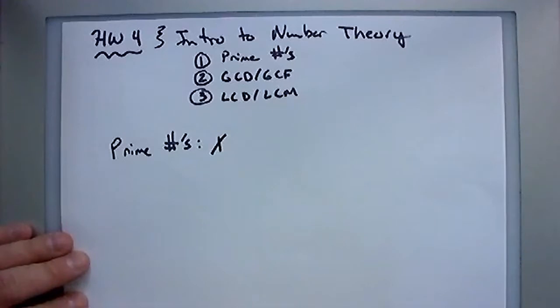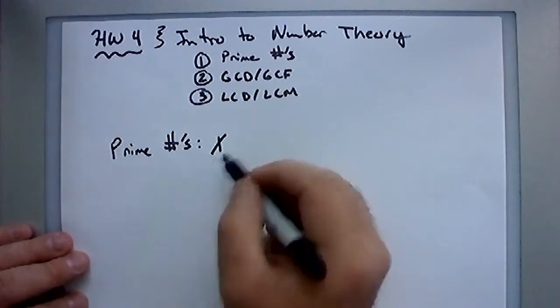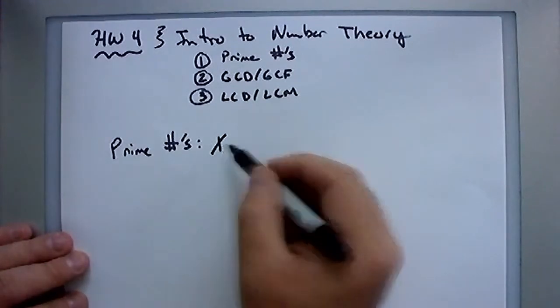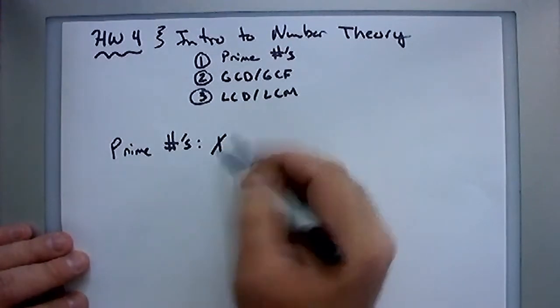So if you took a number and you said, what goes into this number? And you said 1 and itself, then it's prime. Sounds like 1 should fit the bill for that, but it just doesn't by definition. It has to be 1 and a different number. So we take the number 1, and 1 is the only number that goes into it. So by definition, that's not prime.